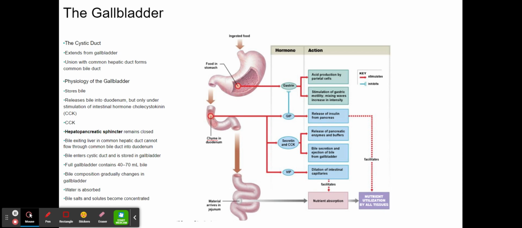The gallbladder also functions in bile modification. When full, the gallbladder contains about 40 to 70 milliliters of bile. The composition of bile gradually changes as it remains in the gallbladder. Much of the water is absorbed, and the bile salts and other components of the bile become increasingly concentrated.